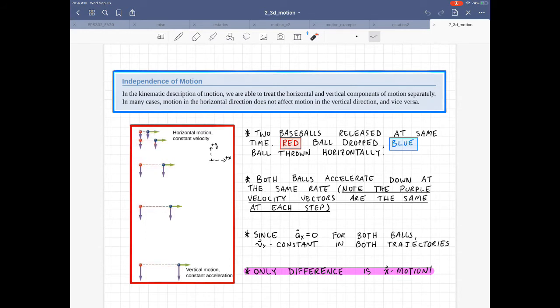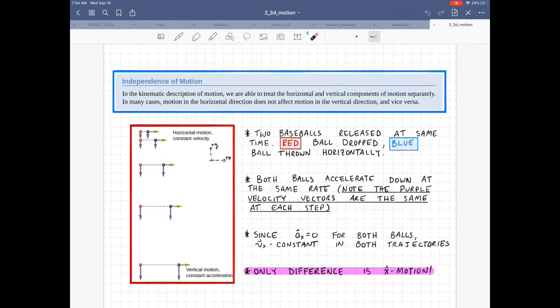Now, why is that? Well, the objects had the exact same initial y velocity. The objects had the exact same y acceleration. If this is throwing two balls, this would be free fall. So the acceleration would be down at a rate of 9.8 meters per second squared. So the y motion here is exactly identical for the red and the blue ball. What's different is the horizontal motion.